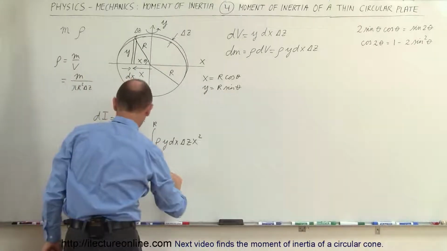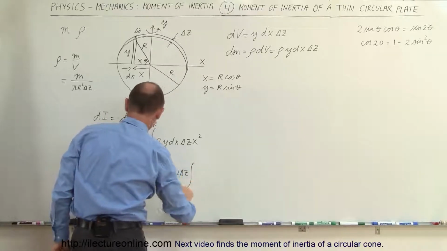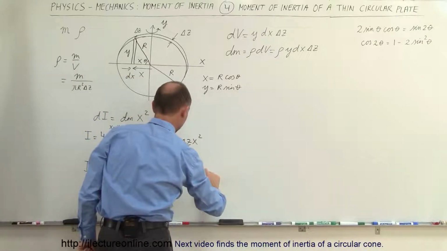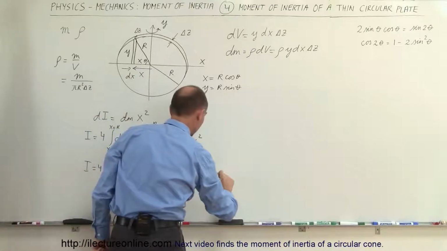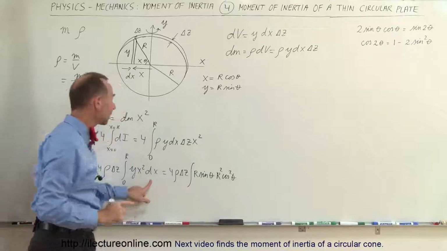All right. If we do that and replace y and x by these two right there, we'll end up with the following. We'll end up with 4 times the density times delta z times the integral of y, and y is going to be r sine theta, times x squared, so that's going to be r squared cosine squared of theta. And now we also have a dx.